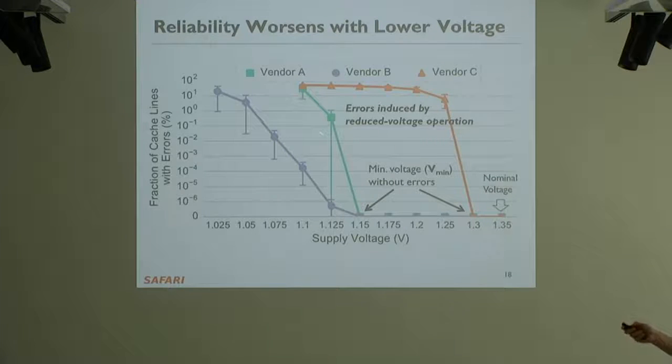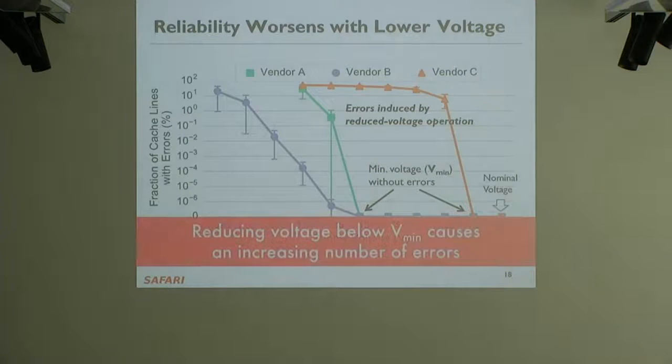And you can see that errors are induced by reduced voltage operation. And reducing voltage below Vmin causes an increasing number of errors. Okay, so hopefully that's obvious.